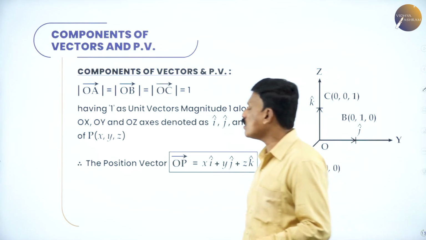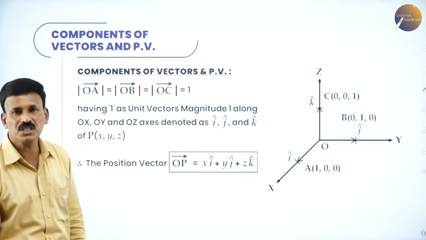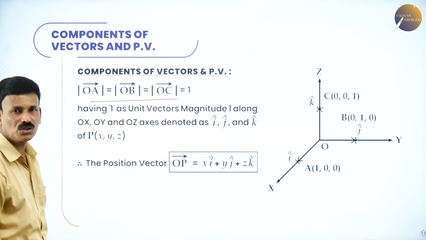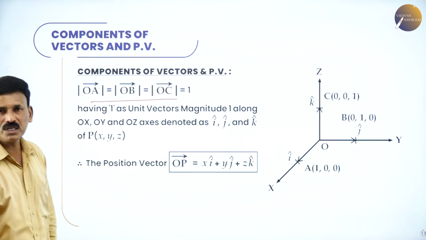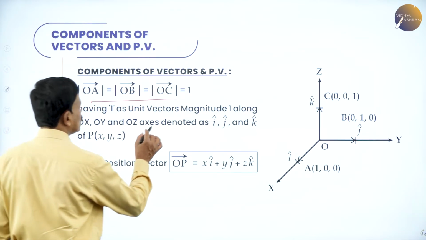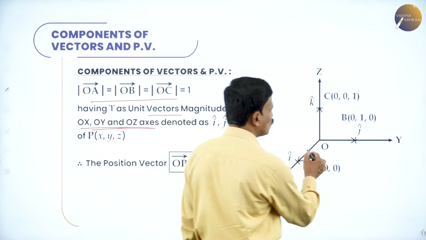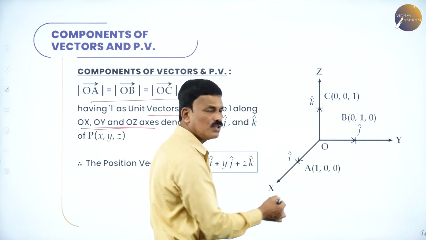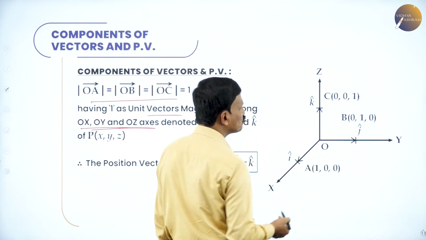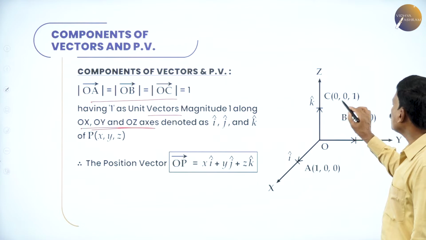Now, let us come to the components of the vectors. This is very important: the components of the vectors as well as the position vector. Now, suppose OA, OB and OC are unit vectors, each of length equal to 1. The length of OA is 1, the length of OB is 1 and the length of OC is 1. These are the unit vectors along the OX, OY and OZ axes. A is the coordinates 1, 0, 0 along the X axis, B is 0, 1, 0 along the Y axis, and C is 0, 0, 1 along the Z axis.